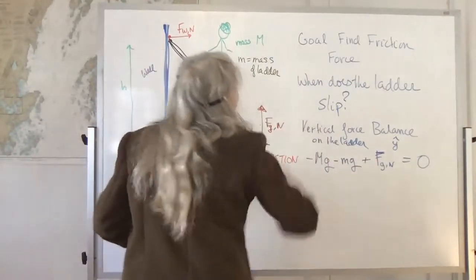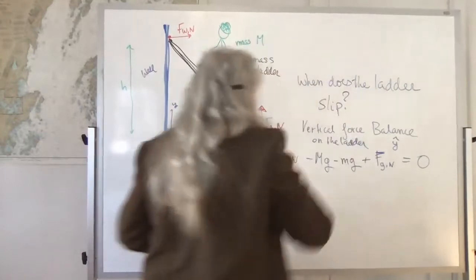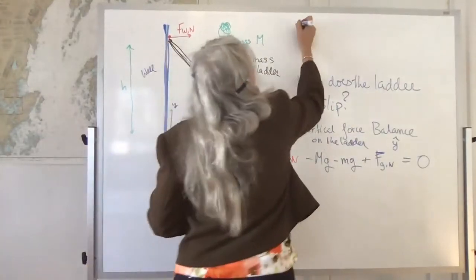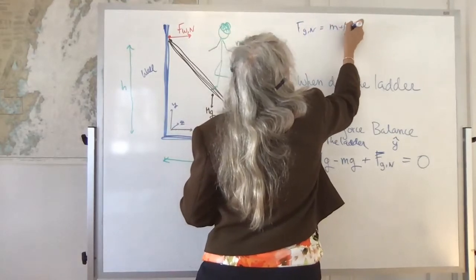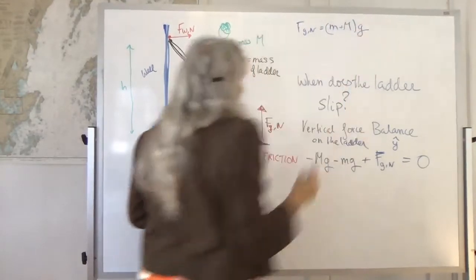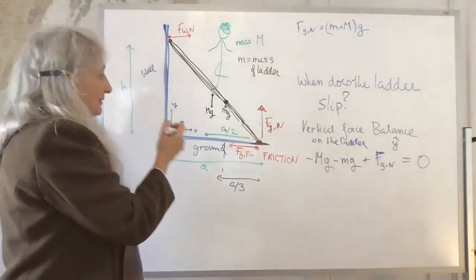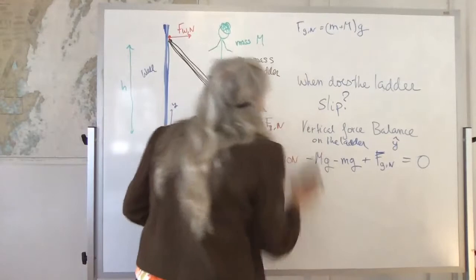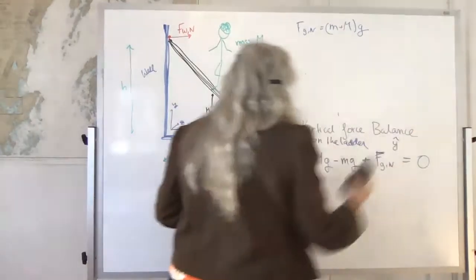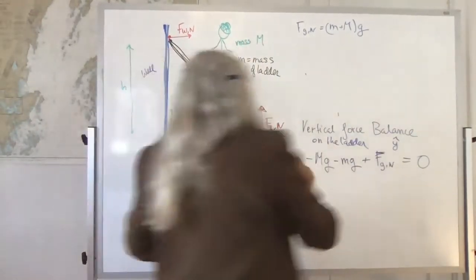Let's save this up here. F_GN is equal to (m plus M) times g. So we have a condition on that. Now let's do horizontal force balance.